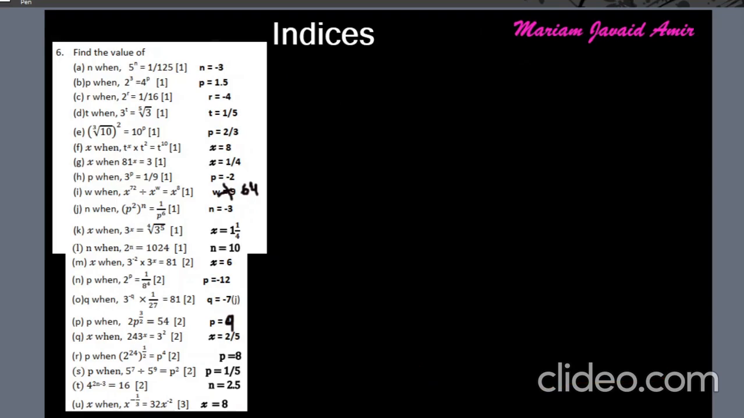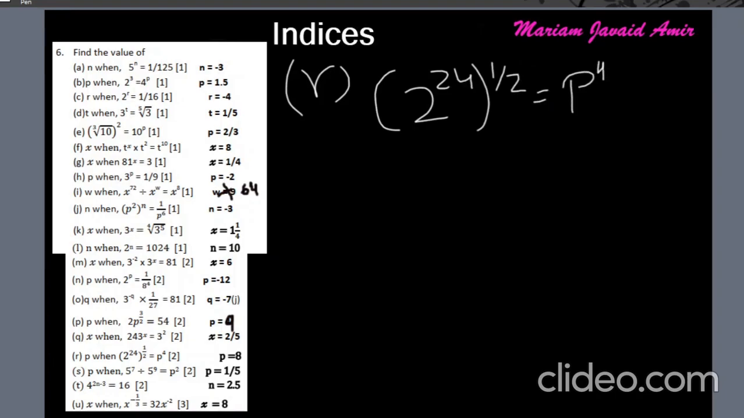Part R is 2 power 24 power half equals P power 4. So find the value of P. So this becomes 2 power 12 equals P power 4.